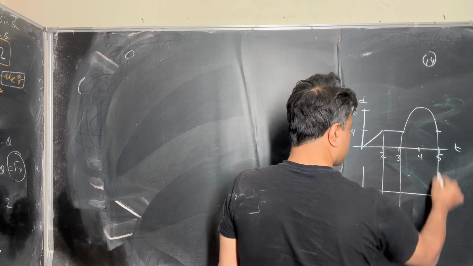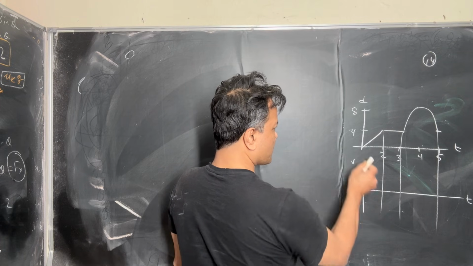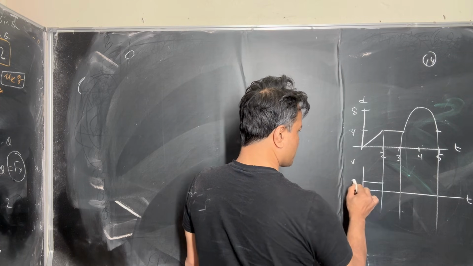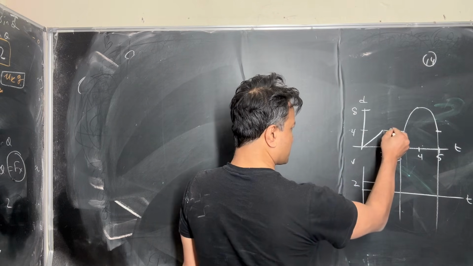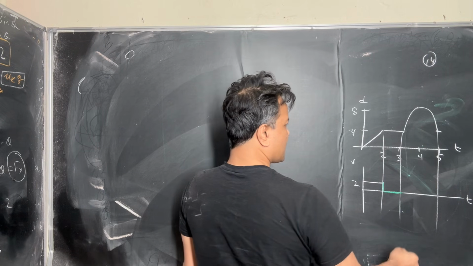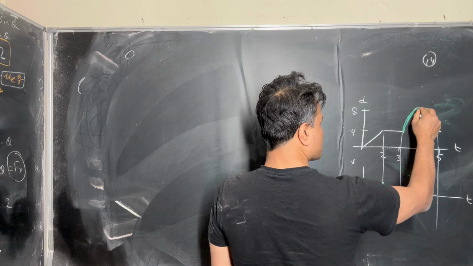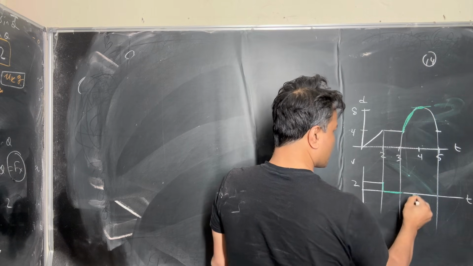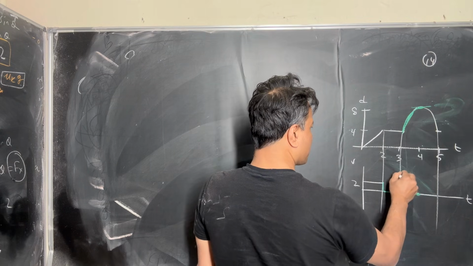So I'm going to do it in 3 regions. 4 divided by 2, so velocity is 2. I'm going to use the green color. The slope of this one is 0, so velocity is 0 from 2 to 3 seconds. From 3 to 4 seconds the object is speeding up, but at 4 seconds it is obvious that velocity is 0. So at 4 seconds, velocity is 0. At 3 seconds, velocity must be maximum.